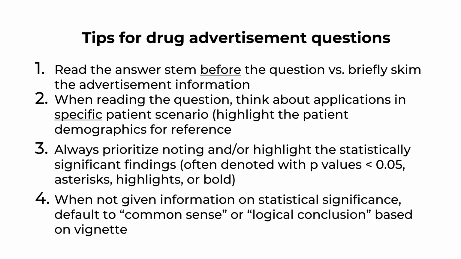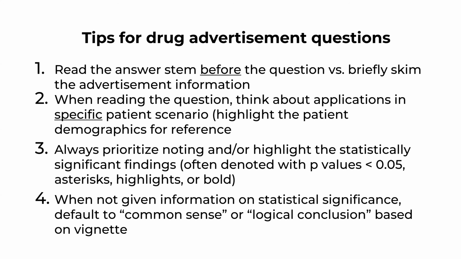Next, you always want to prioritize or highlight the statistically significant findings, as we mentioned before. So that's p-values less than 0.05, confidence intervals either not including 1 or not including 0, depending on if it's a ratio or a difference, and asterisks, highlights, or bolded text. That's oftentimes the way that they'll denote significance, and that's what you want to keep track of.